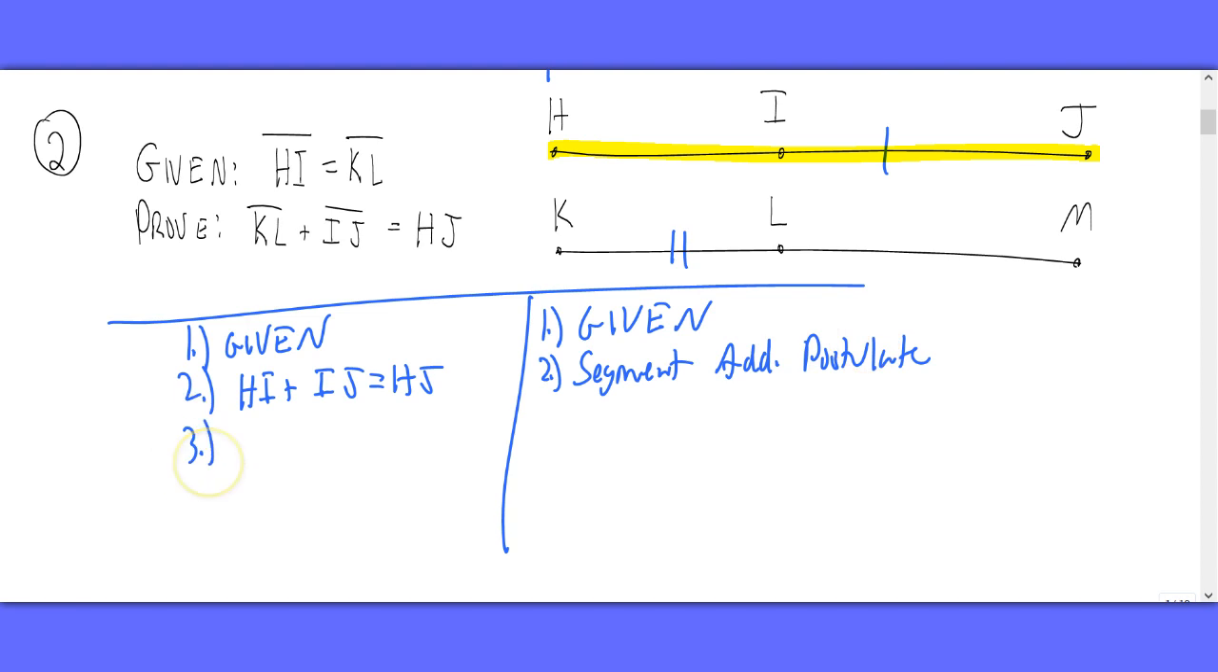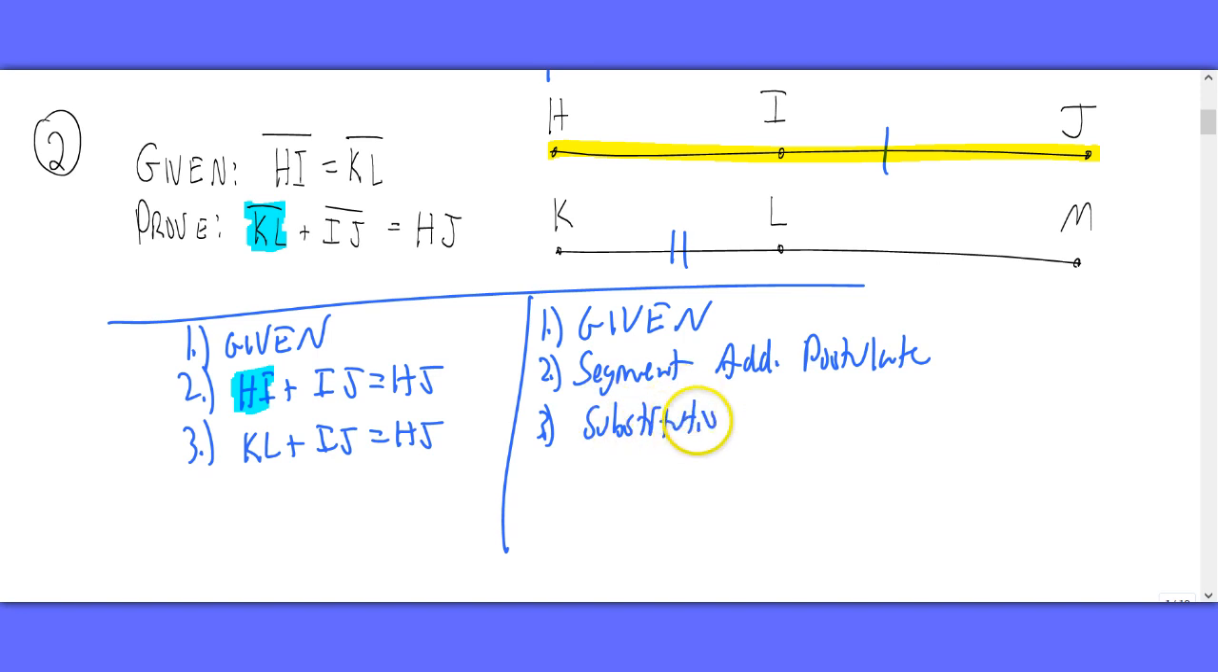And this statement is almost like our proof statement. There's one small difference that we have to look at though. Instead of having HI plus IJ equals HJ, it says KL plus IJ is equal to HJ. In the given, we're told that HI is equal to KL. So we're going to rewrite step number 2, and we're going to put KL in for that HI. And our reason for that is substitution.